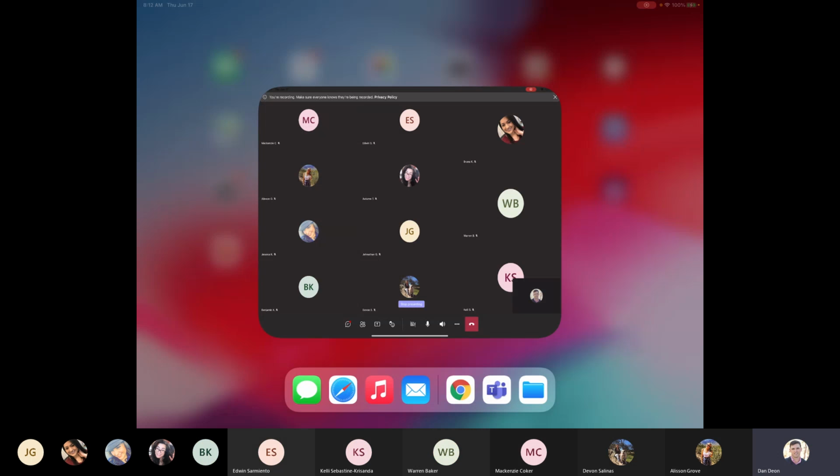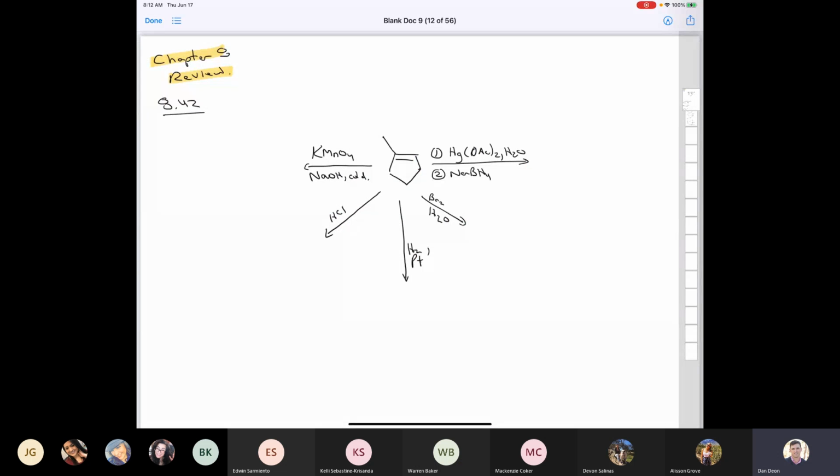All right, Chemistry 3101. We're going to start this morning off with a little bit of Chapter 8 review. Just start by reviewing some of the reactions. Here we have a compound. This is 1-methyl cyclopentene, so it's an alkene. That's the whole point of Chapter 8: we're looking at addition reactions of alkenes.